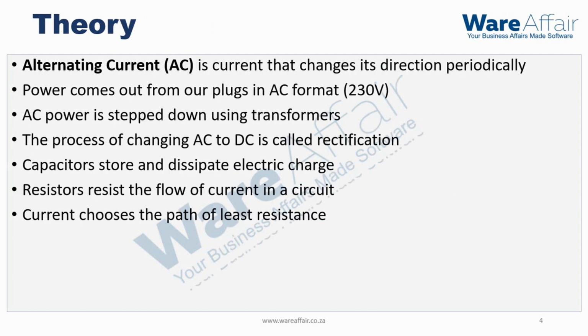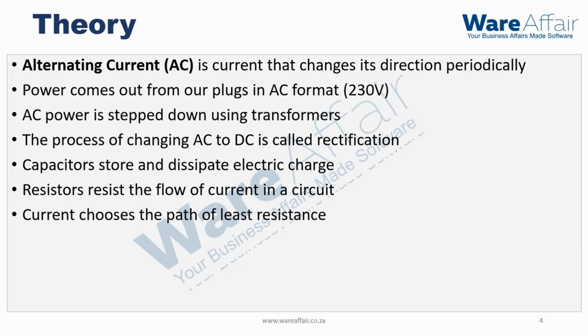Let's recap on some theory. Alternating current is current that changes its direction periodically. Power comes out from our plugs in AC format. That's 230 volts AC at 50 Hz frequency. AC power is stepped down using transformers.